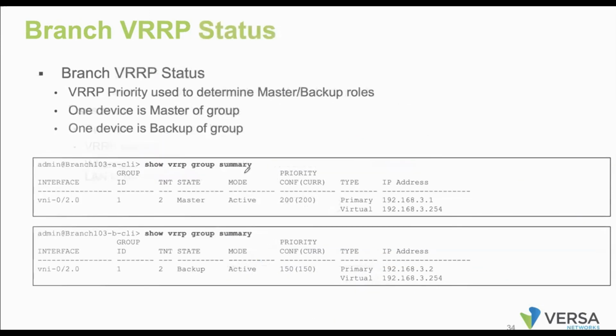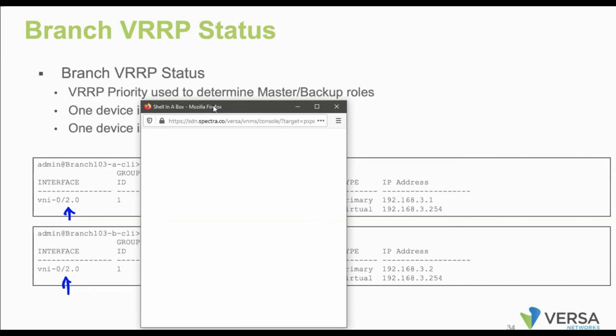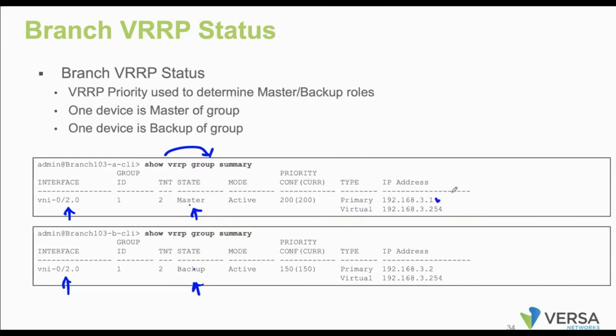In VRRP configuration, with show VRRP group summary, I can see on which interface we are running VRRP, what the state of the device is, whether it is master or backup, what the actual IP address on the interface is, and what the virtual IP address on the interface is. And what is the priority? The higher the priority, the more likely the device will be selected as master. Here you can see the priority that is configured.